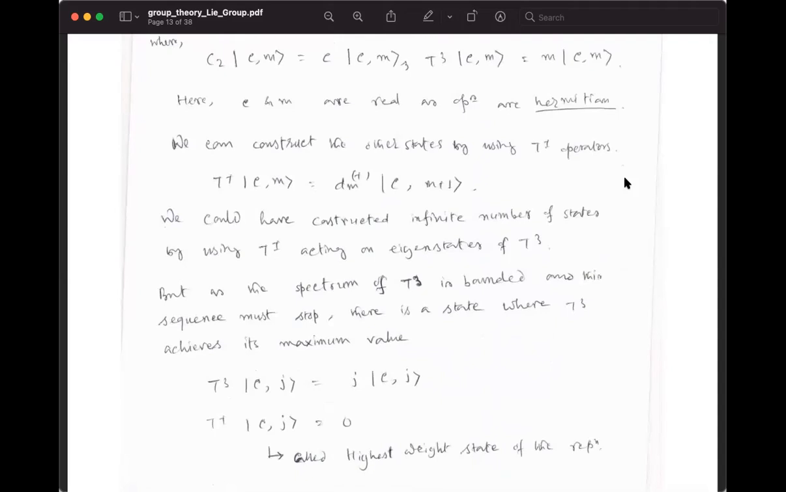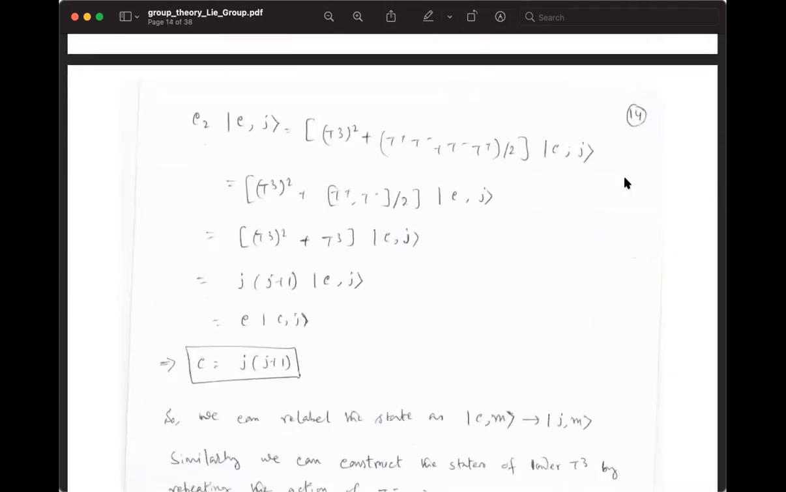So how do you know that? If there's some state like |c, j>, and then T+ acts on that, for a given j it cannot increase beyond some highest value. So that's called the highest weight state also. What we mean by root and weight and all those things will be more clear from a more generic perspective. The T+ acting on |c, j> will be 0. Similarly, T− acting on |c, −j> will be 0. That's the lowest weight state.